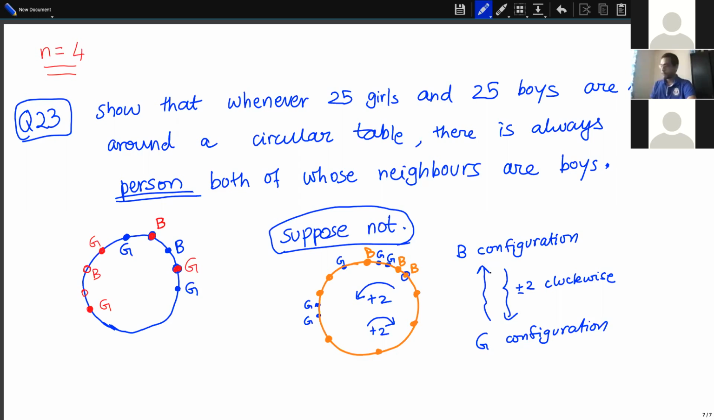Okay, but then the contradiction is because 25 is an odd number. Why? Because now let's go back to our original situation. Take this point B. Each time, by 2, it switches B to a G. So if you get to the 25th, I do.